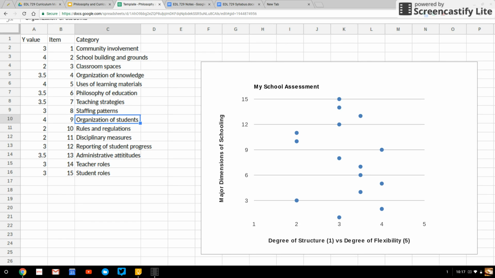Next category, community or organization of students. This is an area that's a little bit challenging for us just because, as we know, students are kind of all over the place.